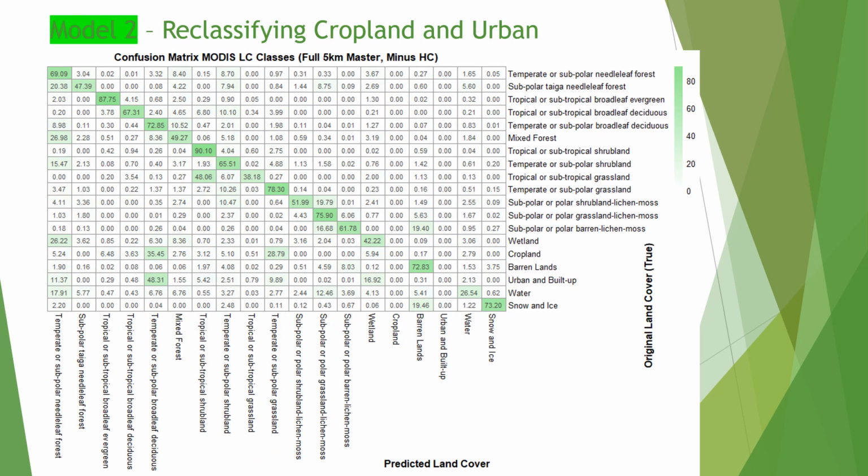Now for model 2, we of course see that urban and built up and cropland are predicted 0% of the time and are instead re-predicted as other classes. So here we see that temperate or subpolar broadleaf deciduous is the most popular prediction with 48% for urban and built up and 35% for cropland.